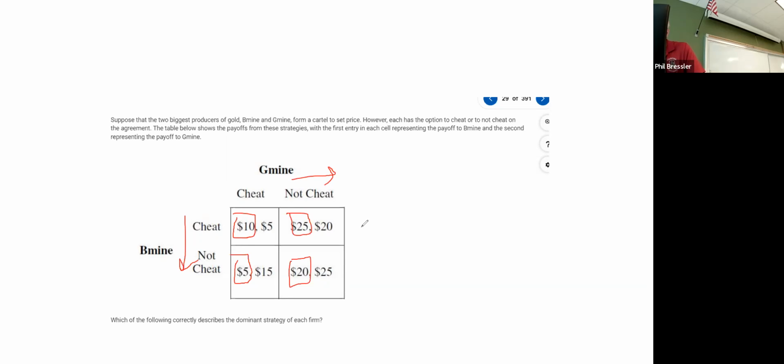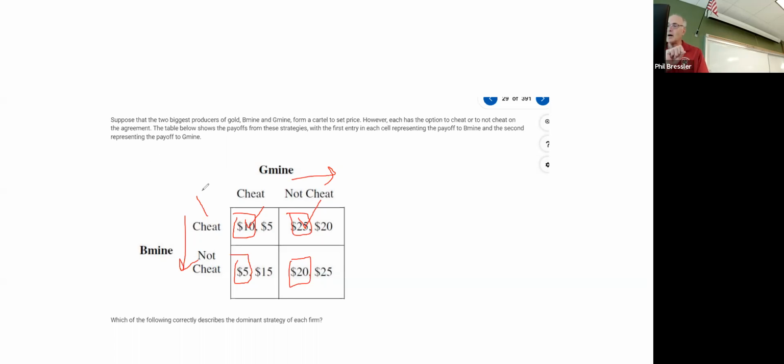Okay. All right. I'm going to see what B mine is supposed to do. So if G mine cheats, B mine could cheat and make 10 or not cheat and make 5. They could cheat and make 10. If G mine does not cheat, B mine could cheat and make 25 or not cheat and make 20. So no matter what G mine does, B mine is going to cheat. That is the dominant strategy. So cheat for B mine. And it's a dominant strategy because no matter what your opponent does, you're going to do the same thing.